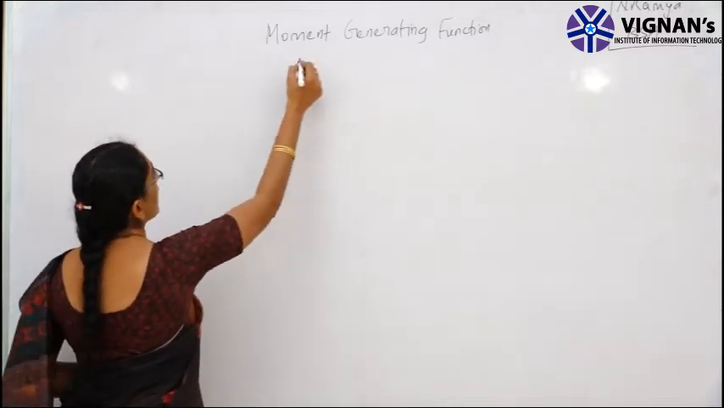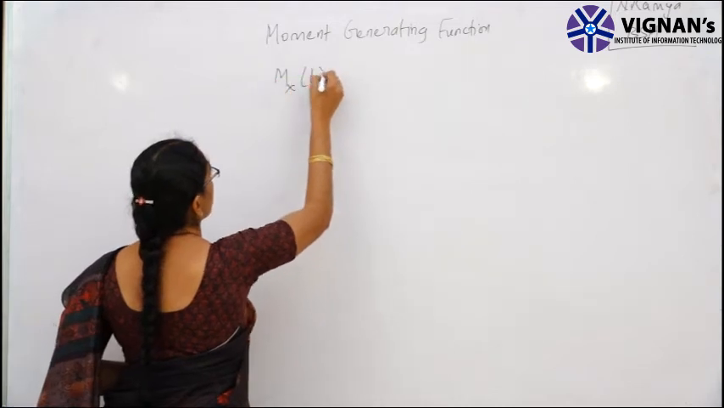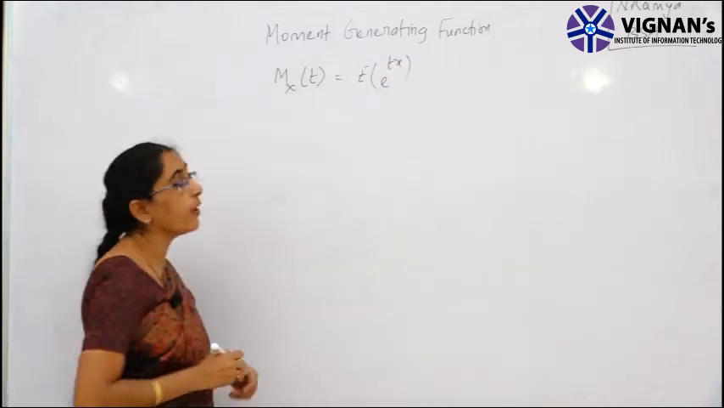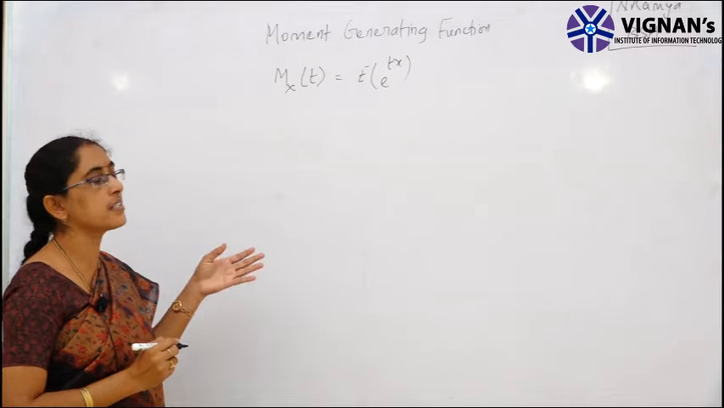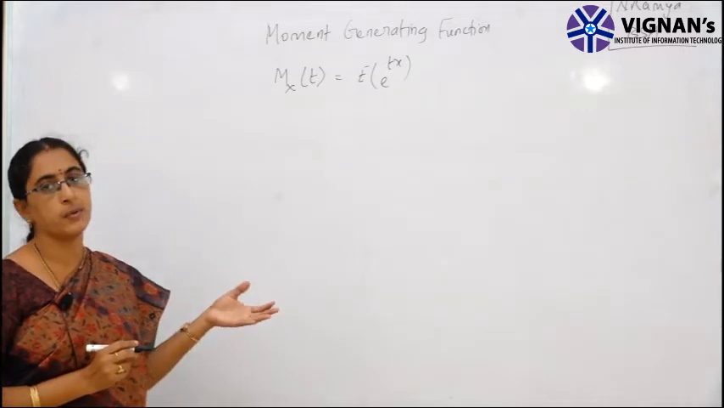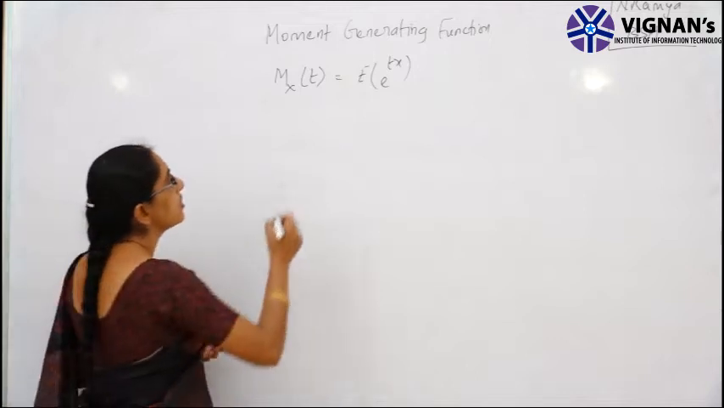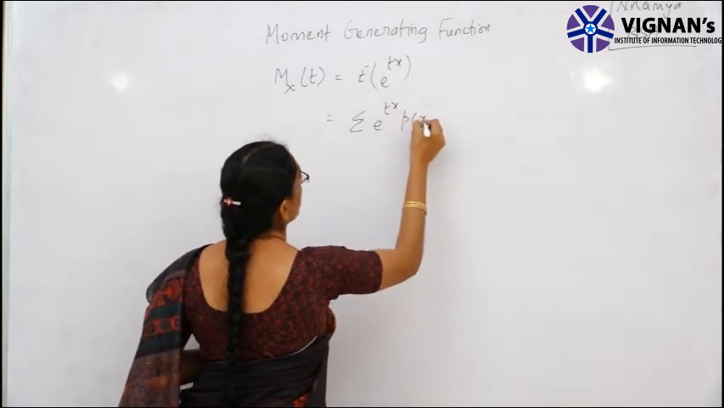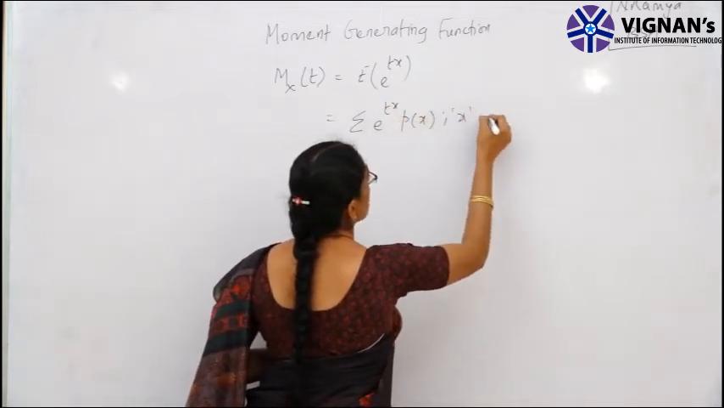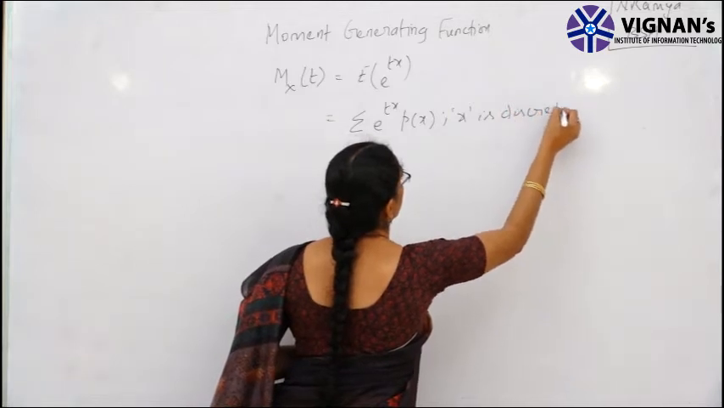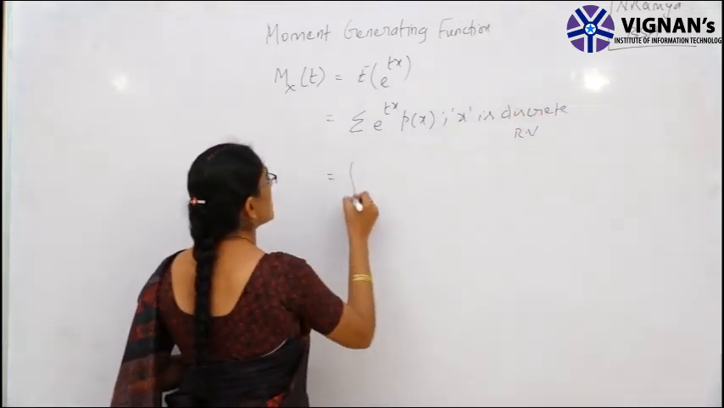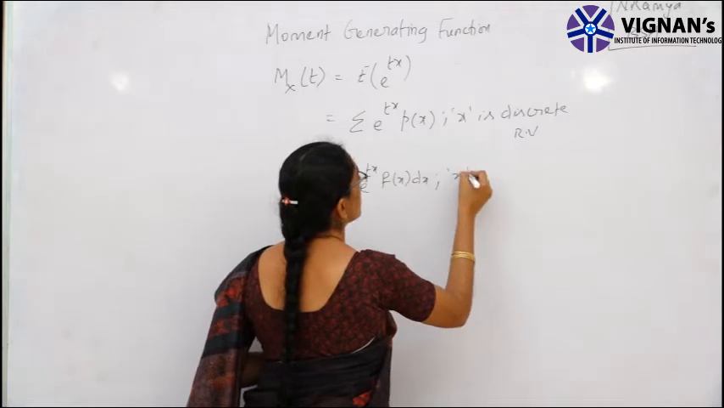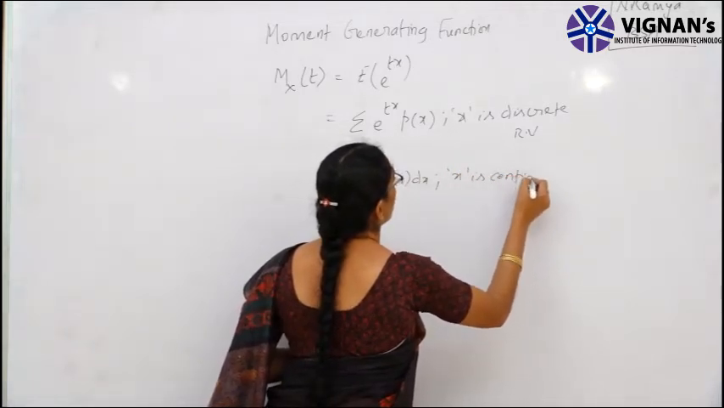So this moment generating function is denoted by M_X(t) and it is given by expectation of e power tX, where t is a real constant and X is a random variable. Now when X is a random variable, it can be continuous or discrete. When X is discrete, it is given as summation e power tx into p of x, when X is a discrete random variable. And when X is continuous, it is the integral of e power tx into the corresponding density function f of x dx, when X is a continuous random variable.